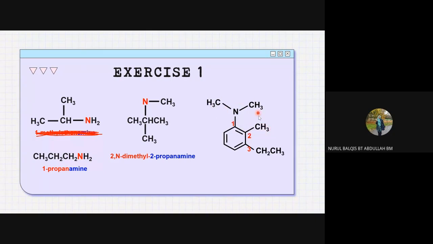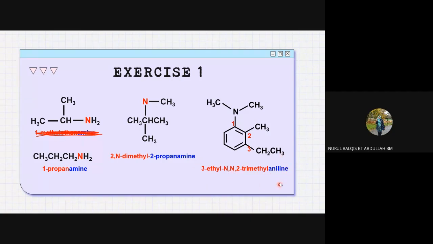When there are 3, what prefix do we use? Tri. So this will become trimethyl. What about at carbon number 3? We have ethyl. So ethyl and methyl, who comes first? Ethyl. So the name of this compound should be? 3-ethyl. N has two, right? So we must say N. Yes. Okay, correct. N,N,2-trimethyl. Aniline. So 3-ethyl-N,N,2-trimethylaniline.